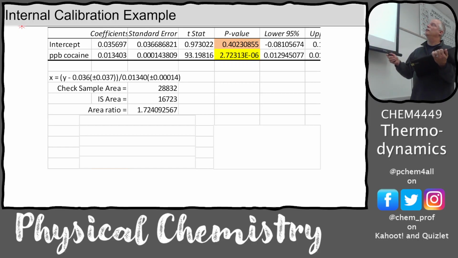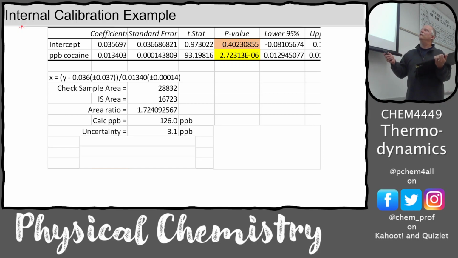And then here's our check sample area. Here's the internal standard that we put into our blood sample, and here's the area ratio. And notice that that's what we're plotting, the area ratio versus parts per billion. And so this is what we calculate, 126 parts per billion calculated, and 3.1 parts per billion. So that's pretty good. This ratio signal seems to have corrected quite a bit.